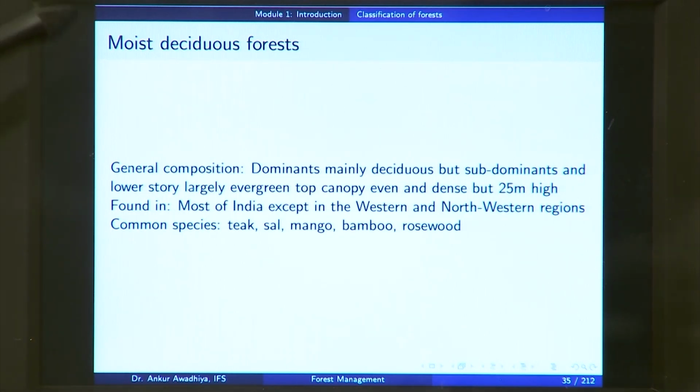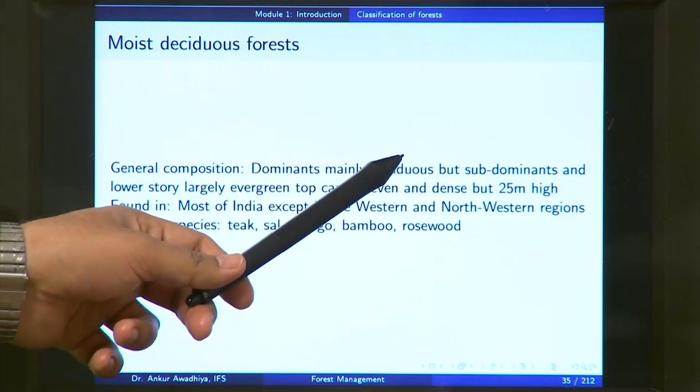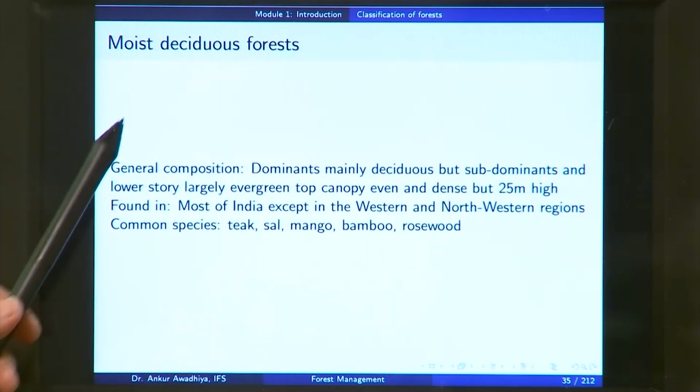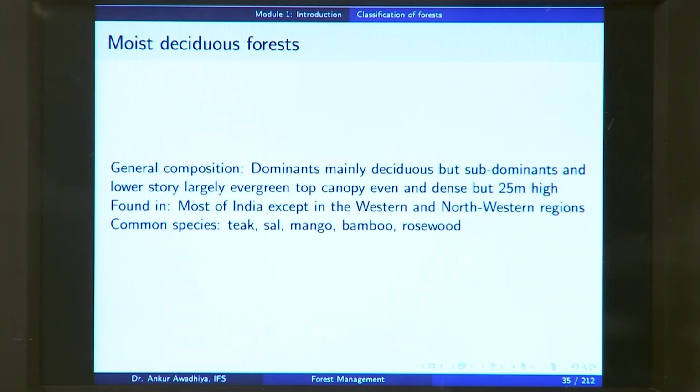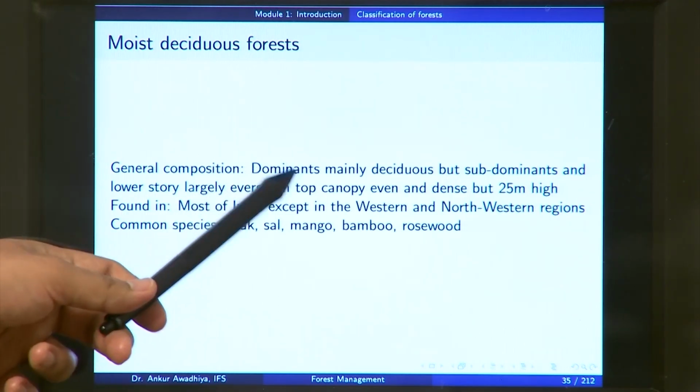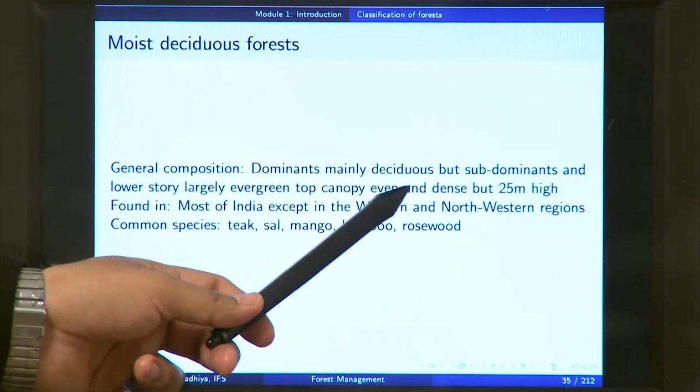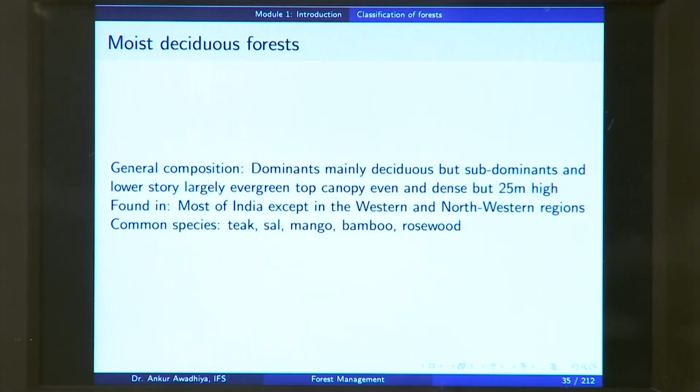So, in the case of a moist deciduous forest, the dominant species are deciduous, but then there are also some subdominants that can be evergreen, and these moist deciduous forests have a top canopy that is even and dense. So, you will find a continuous, dense canopy that becomes some sort of a roof of the forest, and the trees are as high as 25 meters. And these moist deciduous forests are found in most of India, except in the western and the northwestern regions that have heavy rainfall. And the common species include teak, sal, mango, bamboo and rosewood.